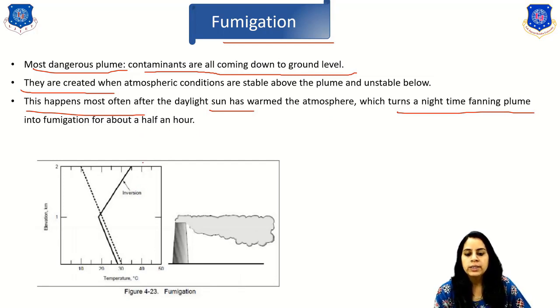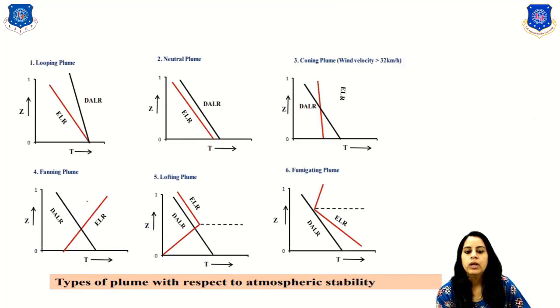Okay, so here you can see that the inversion will occur, and above the plume the atmospheric condition will be stable, and below the plume the atmospheric condition will be unstable because of the high concentration of contaminant at the ground level. Okay, in the first slide we discussed the various types of plume with respect to atmospheric stability. Now you will understand what the graph says, right?